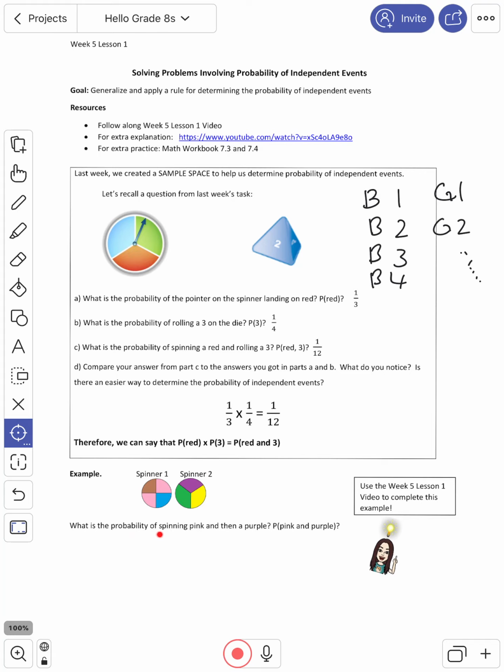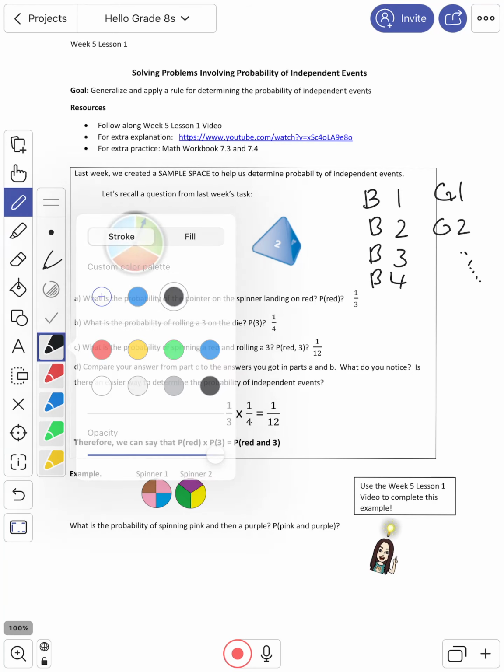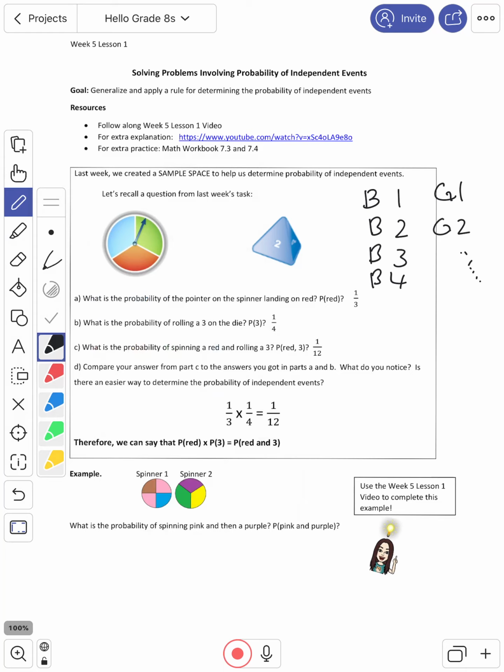Example number 1, what is the probability of spinning pink and then a purple? So probability of pink and purple. Looking at spinner number 1, probability of getting a pink is, there's 2 pinks out of 4 spaces. And then we're gonna multiply by getting a purple on spinner 2. And that's just 1 out of total of 3 colors there. So we're gonna multiply 1/3.